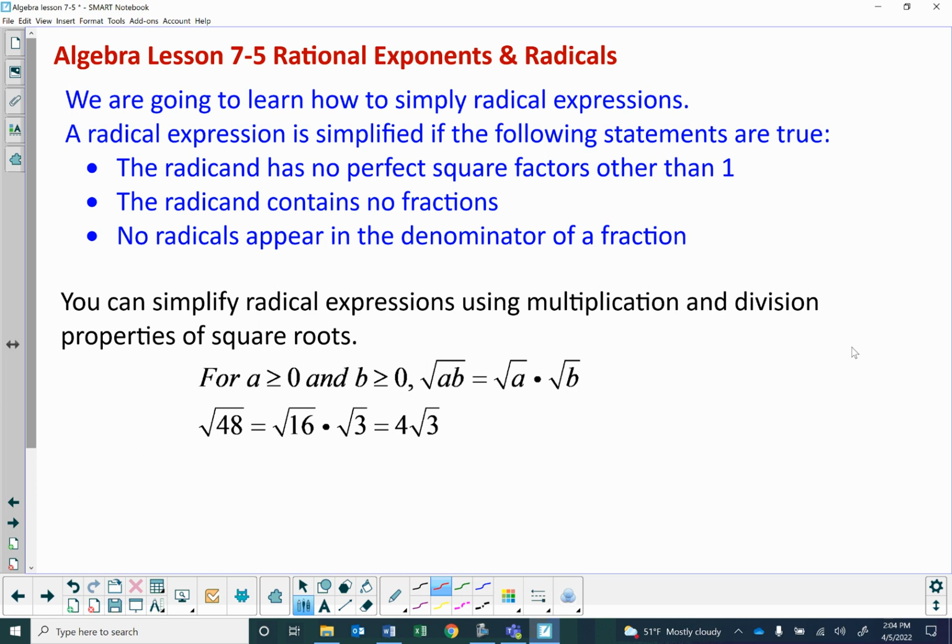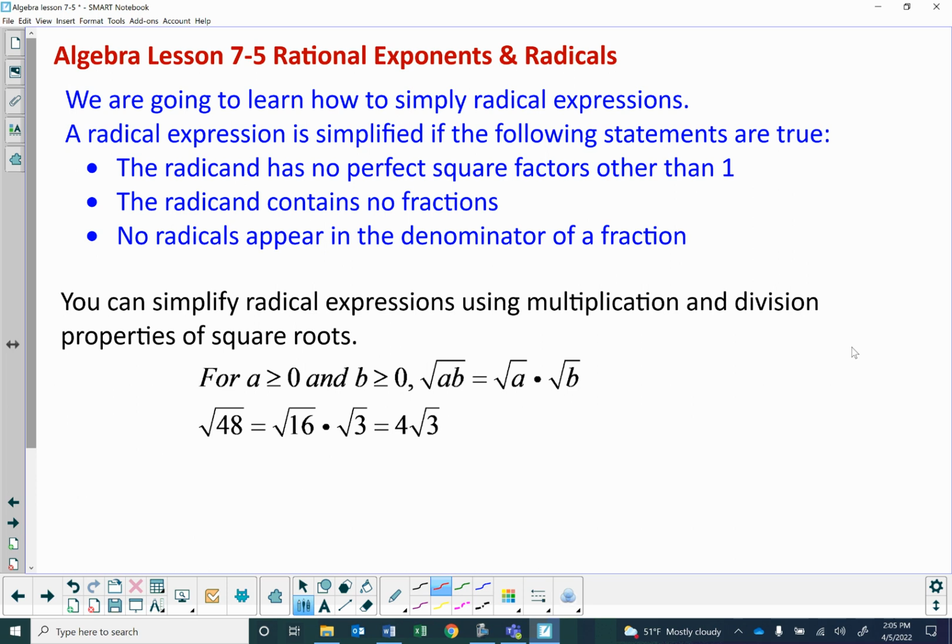So we're going to learn how to simplify radical expressions. A radical expression is simplified if the following is true. The radicand has no perfect square factors other than 1. So if you get the square root of 9, that's not simplified because the square root of 9 would be 3. The radicand contains no fractions, so there's no fractions underneath the radical sign. And no radicals appear in the denominator of a fraction.